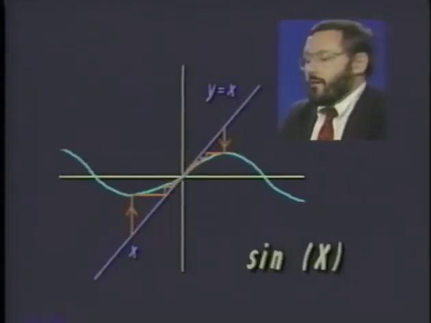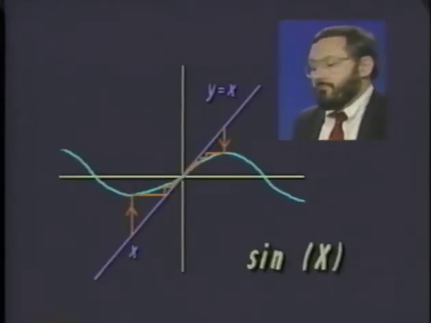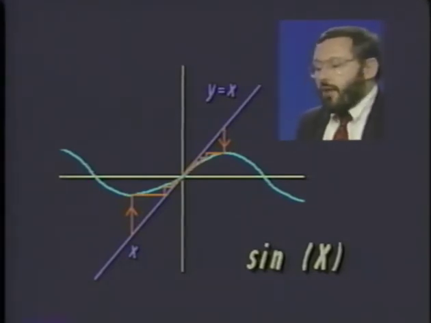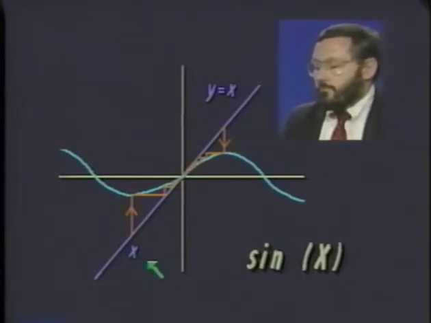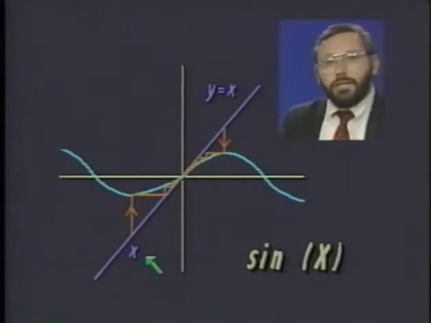A couple more examples. What happens when you iterate the trigonometric sine function? Well, let's see. I've drawn the graph here of sine x. Again, superimpose the diagonal y equals x. And again, let's start with any number whatsoever, say x, and iterate.